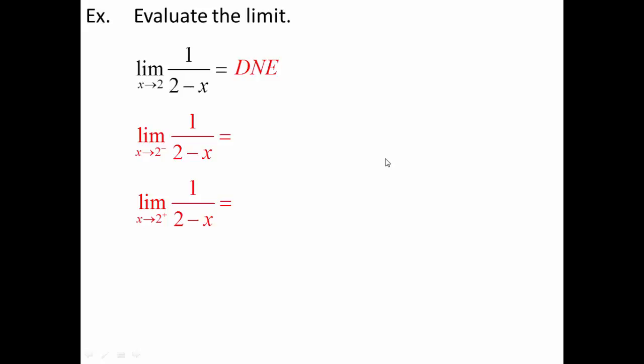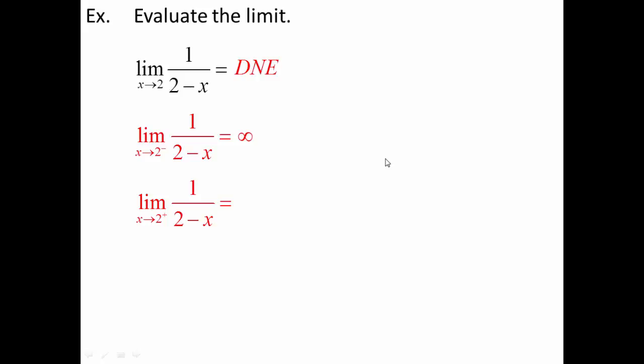A vertical asymptote implies that my answer is either going to be positive or negative infinity. The only thing I need to know is, is it positive or is it negative? A quick and easy way to determine positive and negative is not to waste time going through that entire table of values. Just pick a number on the left side of 2. What's a number on the left side of 2? How about 1.9? If I plug in 1.9, 2 minus 1.9 is going to give me a positive answer. Therefore, I'm going to have a positive infinity.